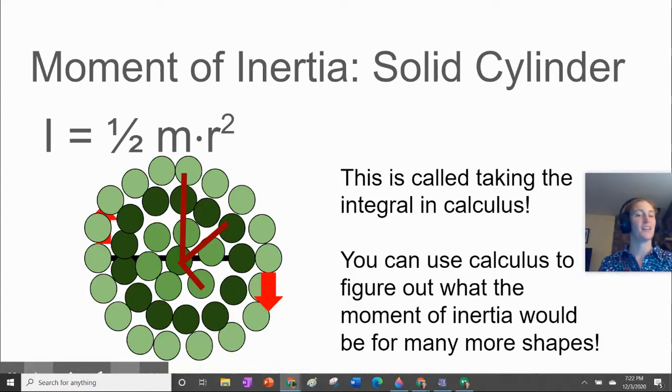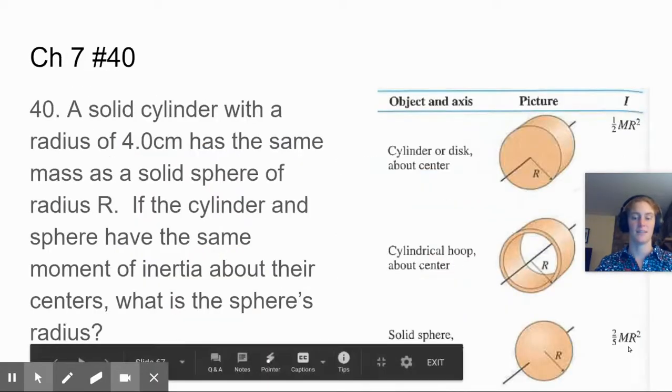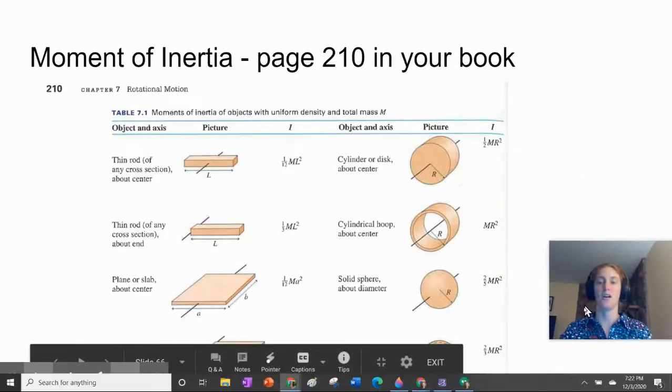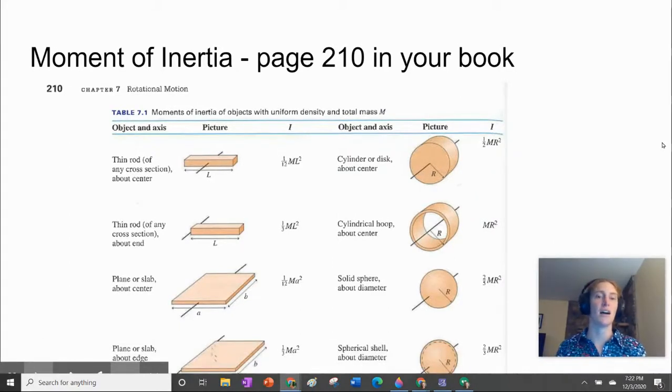And in fact, there are many other shapes. And all of these shapes are on page 210 in your textbook. So you do not need to memorize these. Please do not memorize these. The only ones that you do need to memorize are the two that I have just gone over, the cylinder or disc as it rotates about its center, or a cylindrical hoop.